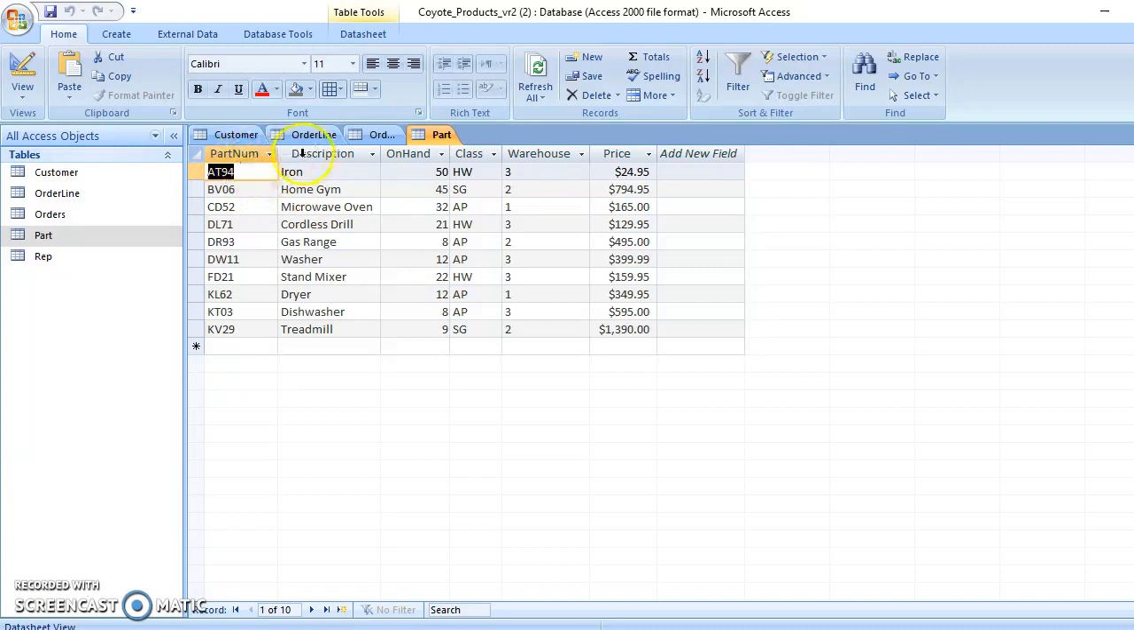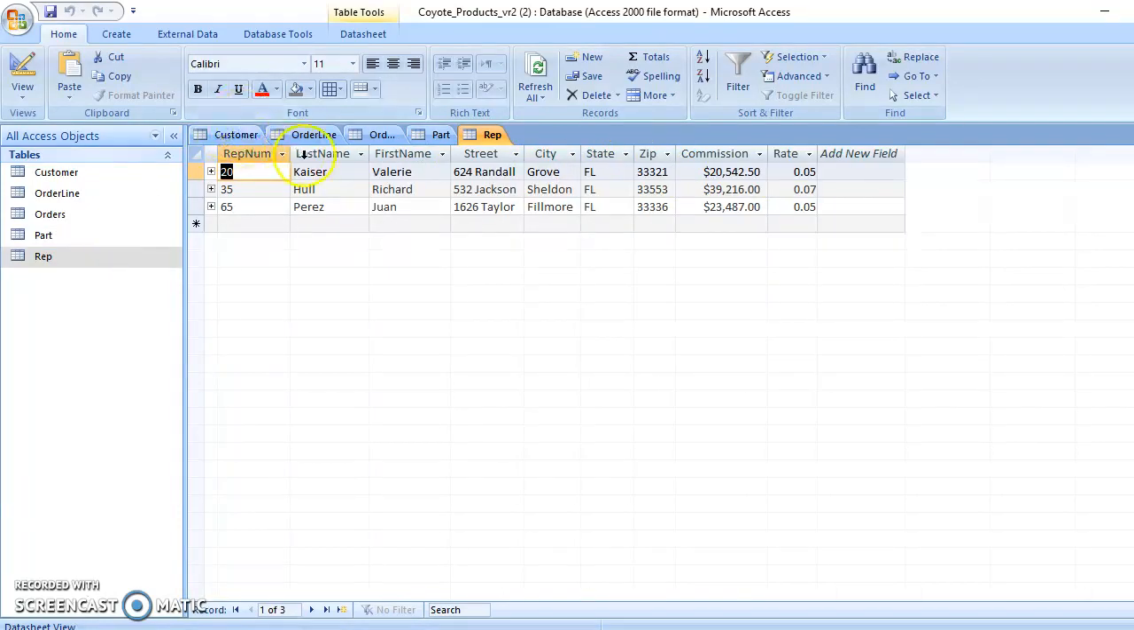And the part table has part number, description, on hand, class, warehouse, and price. And the rep table has the rep number, last name, first name, street, city, state, zip code, commission, and rate. As you guys know, this is a table and these are its attributes.